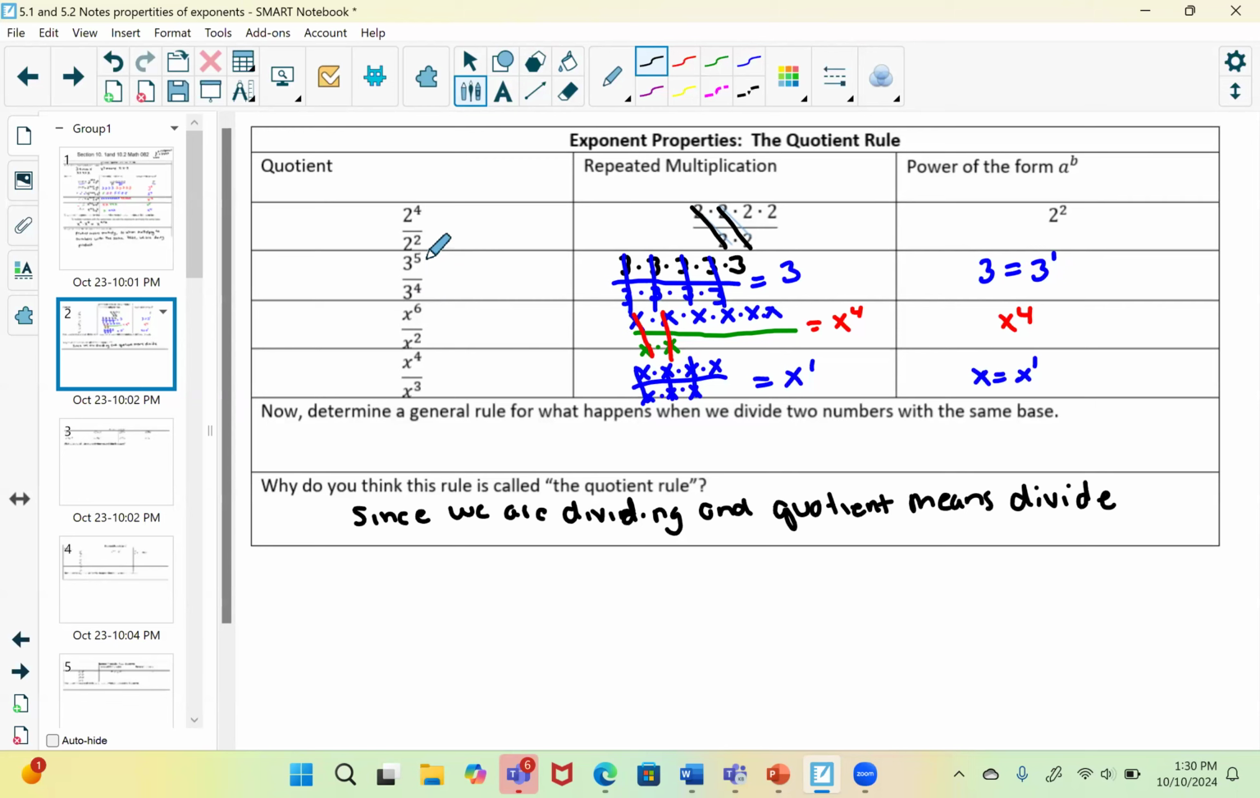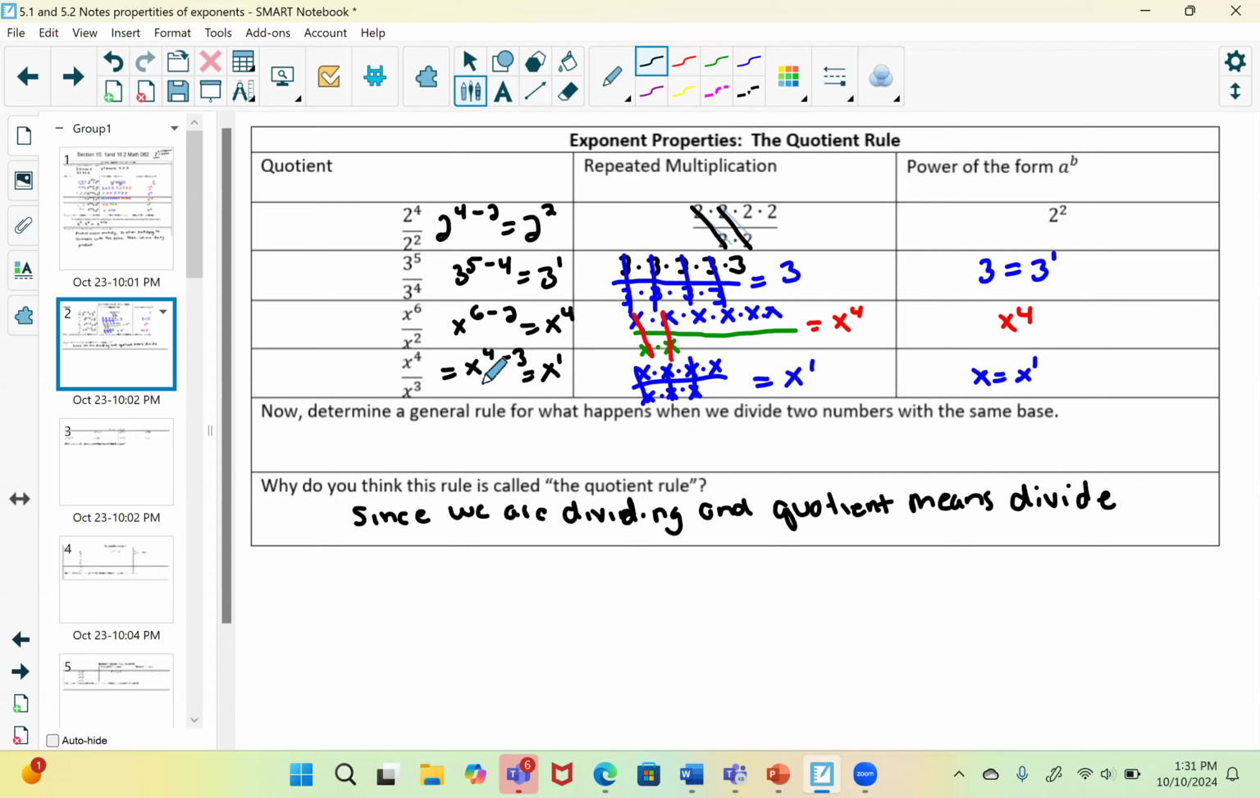And so definitely dividing doesn't work, but if I subtract them, 5 minus 4 gives me 1. If I try it here, 6 minus 2 gives me 4. 4 minus 3 gives me 1. So when we are dividing with the same base, we can take the exponents and subtract them, and then again leave it on that same base, and we will get the simplified version. So 3 to the 5th, I do 5 minus 4, which is 3 to the 1st. This is x to the 6th minus 2, and I get x to the 4th. Okay, and it has to be numerator's exponent minus denominator's. That's the key thing. x to the 4th minus 3 gives me x to the 1st, or x.